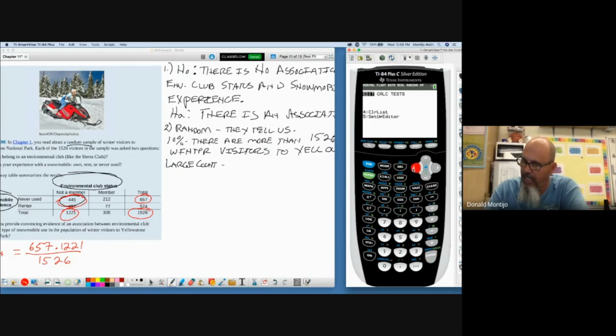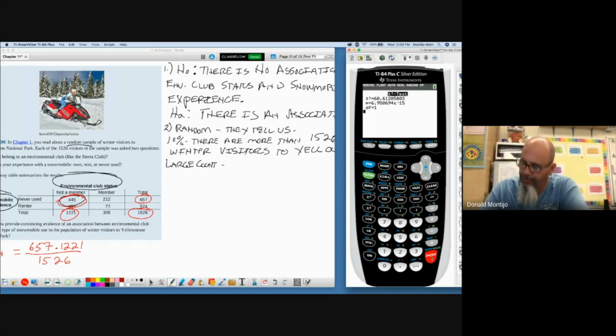Stat, test. Now, this is just a chi-squared test. The goodness of fit is only for when we have one variable and not two. So I want to run a chi-squared test. It's going to ask me, where'd you put your observed? Yeah, I put it in matrix A. Expected? No, I didn't do my expected. You're going to do it for me. Calculate. Cool. It did the work for me.